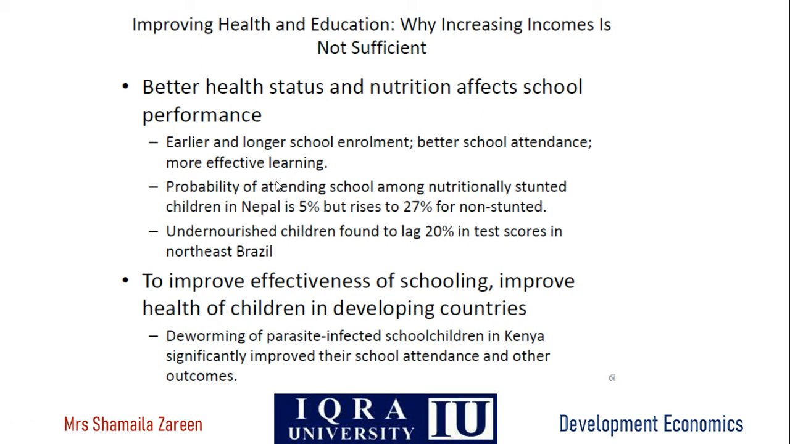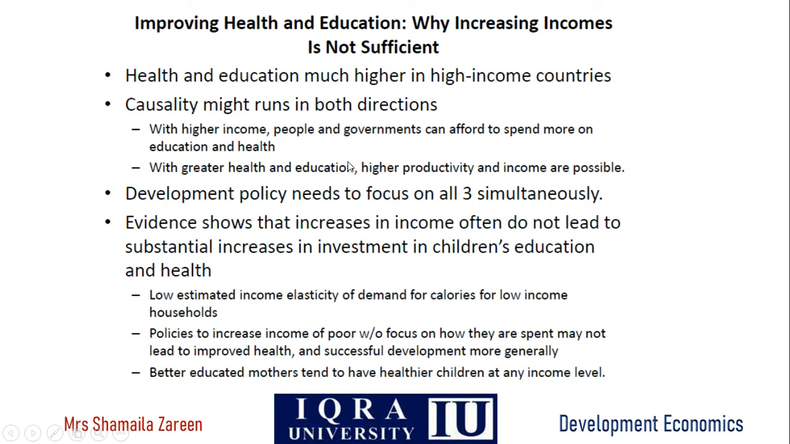With higher income, people and government can afford to spend more on education and health. With greater health and education, higher productivity and income are possible. So we have bidirectional causality: whenever there is high income, people or government spend more on education and health, and if the people are more healthy and educated, they will show more productivity and they will earn more income.